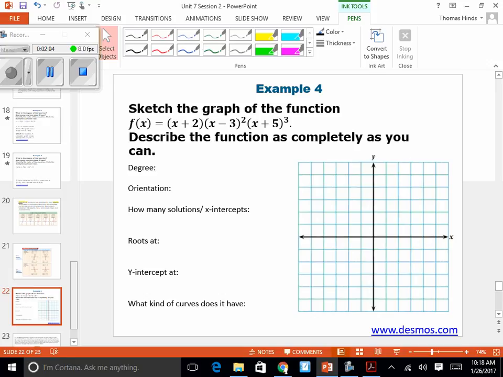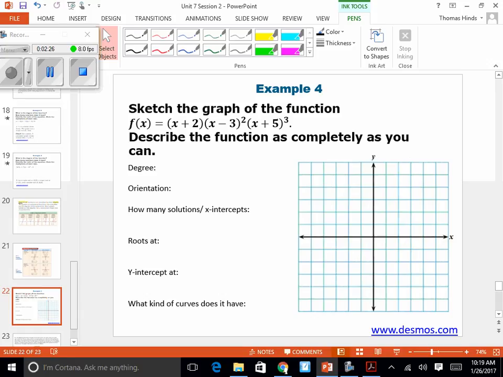Once they give it to you, the first thing they're going to ask you to do is, hey, what is the degree? Fortunately, that's going to be easy to find, and I'm going to give that to you in a moment. The degree, and then they'll ask you the orientation. Orientation could be a little trickier depending on how they give it to you. If they give it to you like this, it could be a little tricky to find. How many solutions? The good news is, once you know the degree, you automatically know the number of solutions.